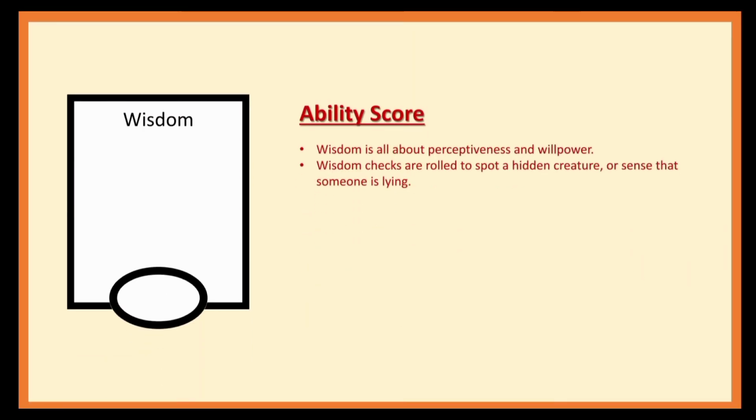Wisdom is all about perceptiveness and sheer willpower, the ability to get up after being beaten time and time again, as well as spotting the finest of details. A wisdom ability check, or wisdom check, is about being able to spot a hidden creature, sense someone is lying, or spot a needle in a haystack.